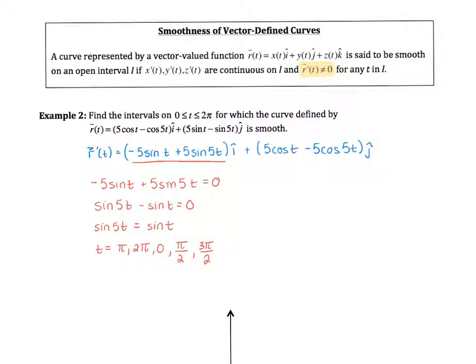Okay. All right, so now let's check the y component. We need the y component to go to 0 as well. So 5 cosine t minus 5 cosine 5t. Let's divide out the 5. And same approach, I think.